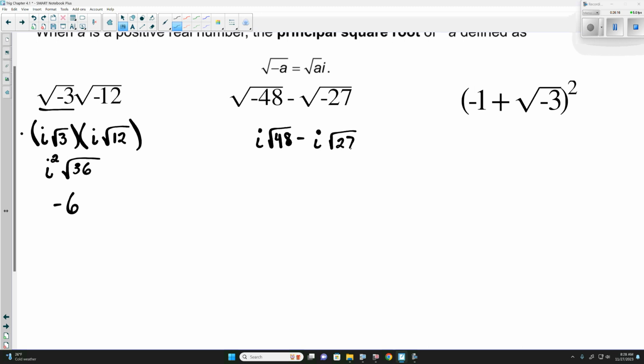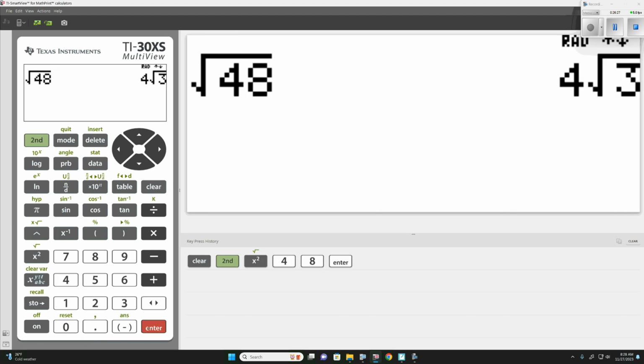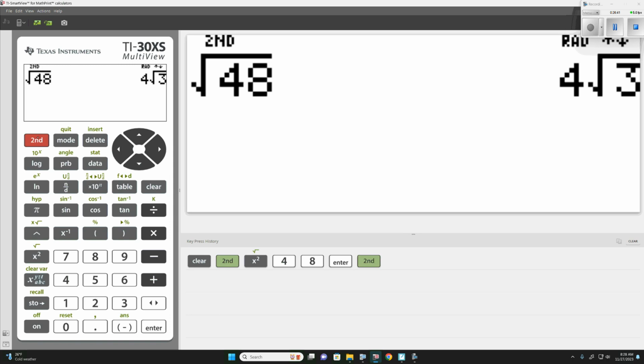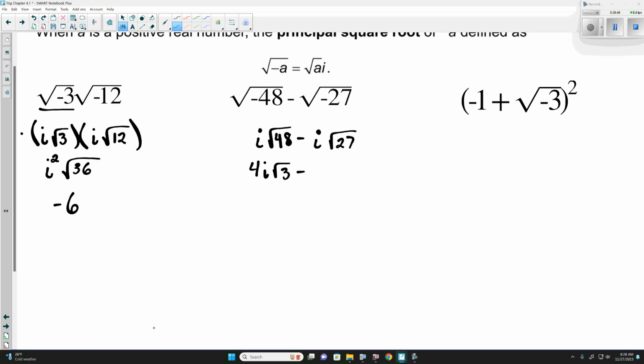Is the square root of 48 a real number now? Yeah, there's no negative inside of it. So I can grab the square root of 48, which is 4 square root of 3, which tells me that this is now 4i square root of 3, minus, I can do the same thing now with square root of 27. So it'd be 3i square root of 3.